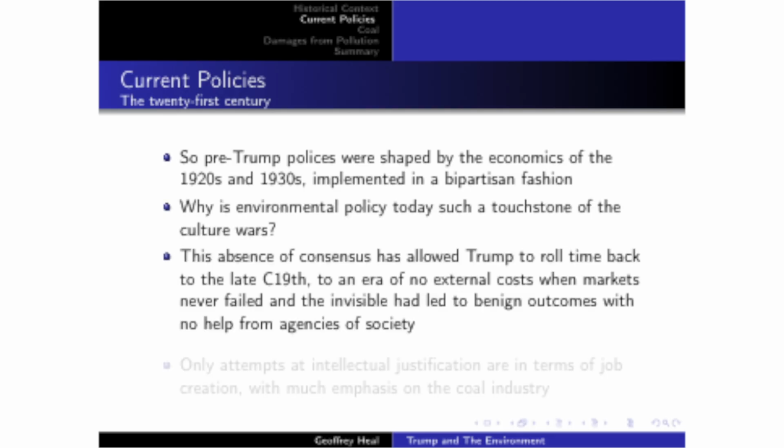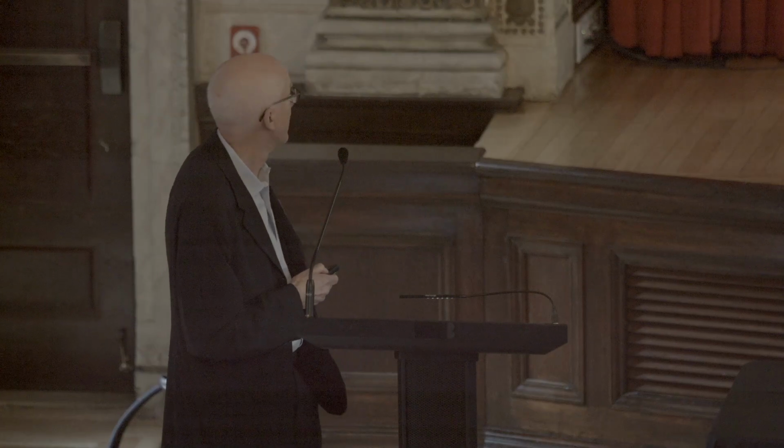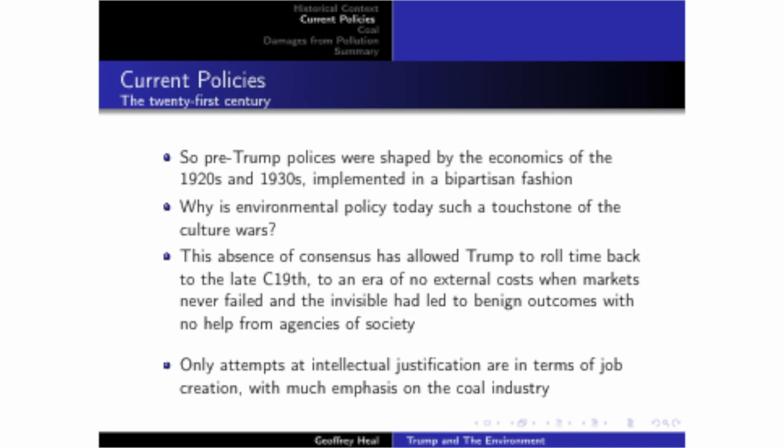So the fact that we no longer have a consensus in favor of environmental issues has allowed Trump to roll back, basically back towards the late 19th century, a lot of this legislation which has been put in place. He's aiming back to an era where there were no external costs, where markets never failed, and the invisible hand universally led to benign outcomes. That's the sort of world that would justify Trump's positions on these things.